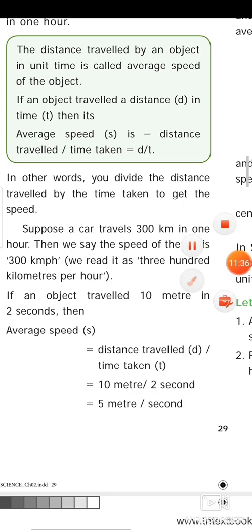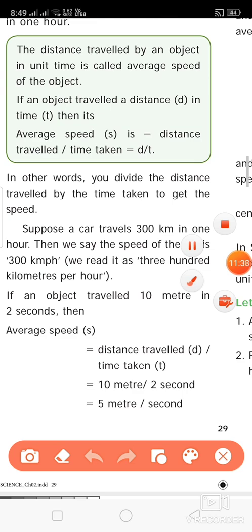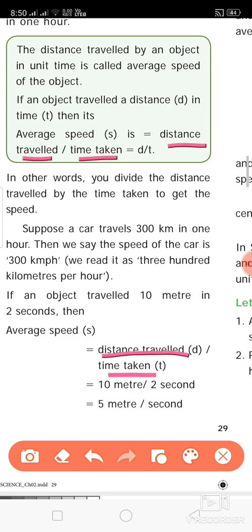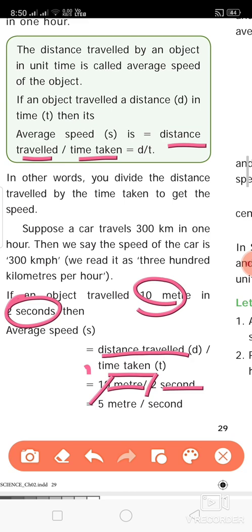If an object travels 10 meters in 2 seconds, what is the formula for average speed? As mentioned here, distance traveled by time taken. Distance traveled here is 10 meters, substitute 10 here. Time taken is 2 seconds, substitute 2 here. So 10 by 2, if you cancel out, the result will be 5. So 5 meter per second.